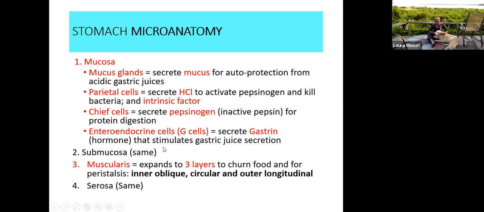The submucosa is about the same, a lot of areolar connective tissue, with simple cuboidal epithelial tissue. The muscularis layer expands to 3 layers to churn food and for peristalsis. It has an inner oblique layer, that's the extra layer, and then a circular layer, and then a superficial outer longitudinal muscle layer. The outer connective tissue layer, now called the serosa, is the same, areolar connective tissue, with the same functions.